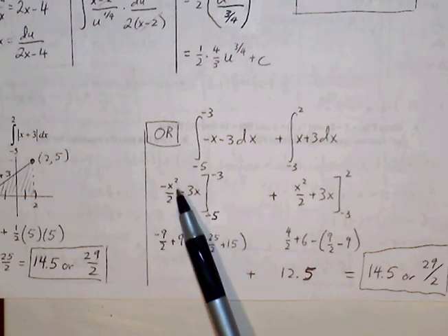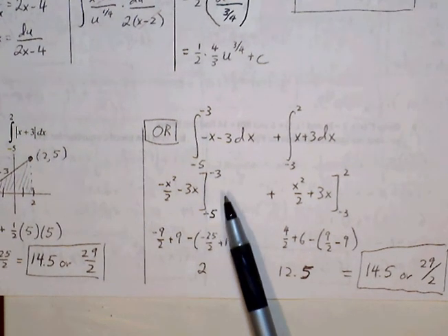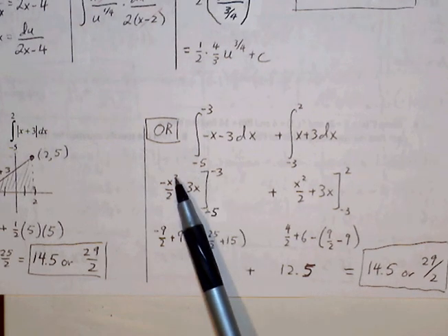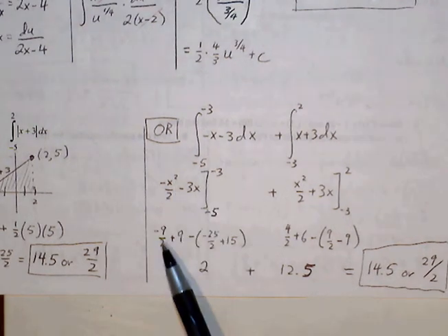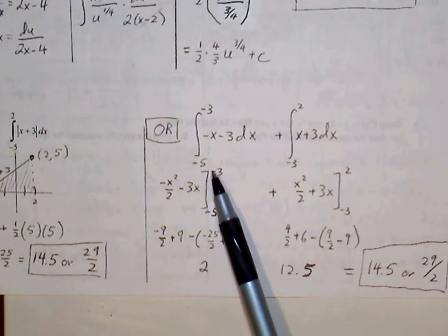Plug in the upper bound first. So negative 3 goes in for both x's. We get negative 9 halves plus 9. Then plug in negative 5 for both. We get negative 25 halves plus 15. Combine these terms, and we get positive 2.